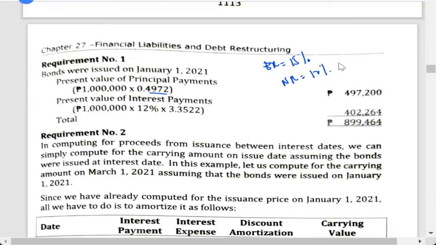1.15. Okay, 1, 2, 3, 4, 5. So, 4.49717. Okay, correct. Minus 1 divided by 0.15. So, 3.35215. Okay, correct. 3.3522. So, 1 million times 0.4972. That's 497,200. 1 million times 12% times 3.3522. That's 402,264. Okay. Correct. 899,464. So, this is correct.